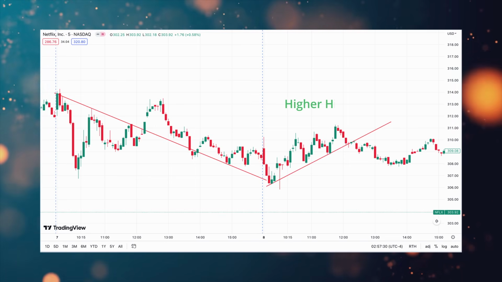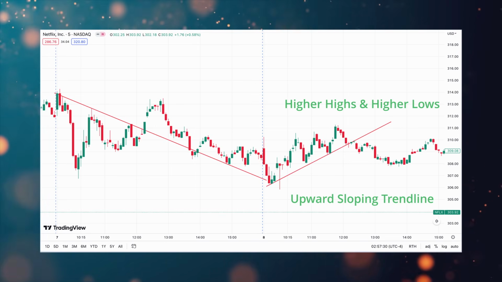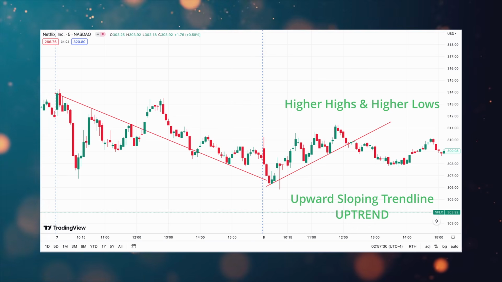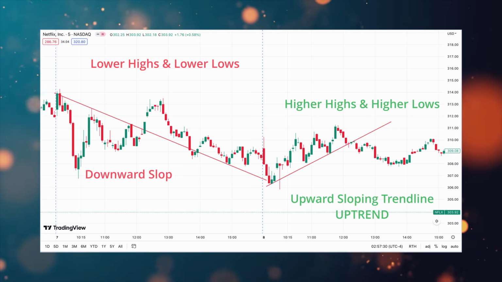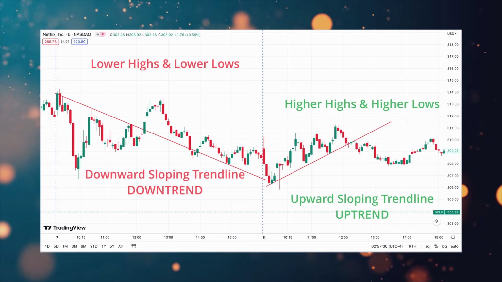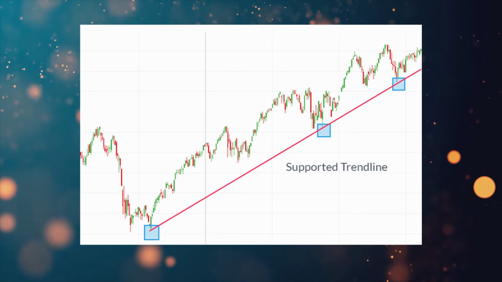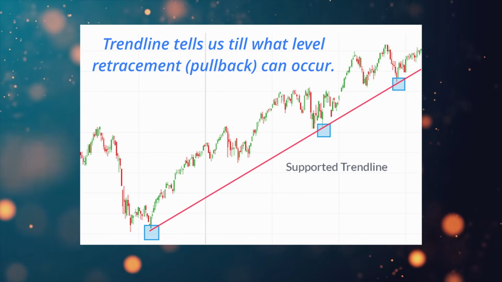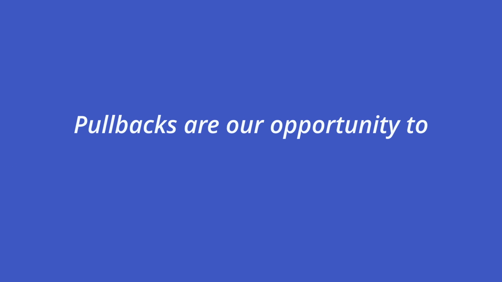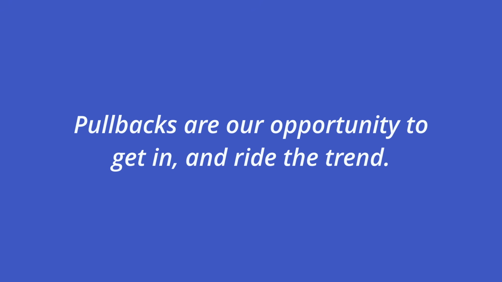If price is making higher highs, this creates an upward sloping trend line, it tells us that price is in an uptrend. If price is making lower lows, this creates a downward sloping trend line, it tells us that price is in a downtrend. They also give us a general idea of where the price retracement might occur during the trend. That is where the profit booking will happen, and where more people will get in to ride that trend.